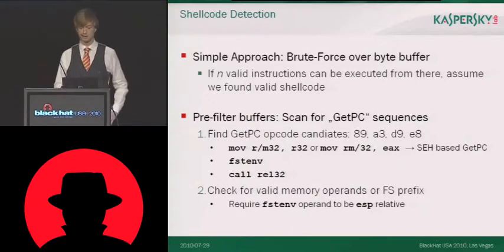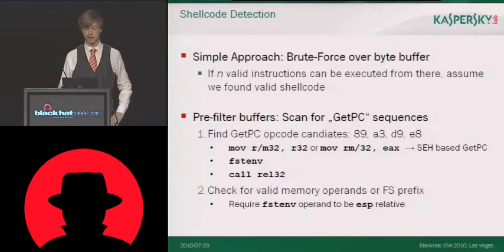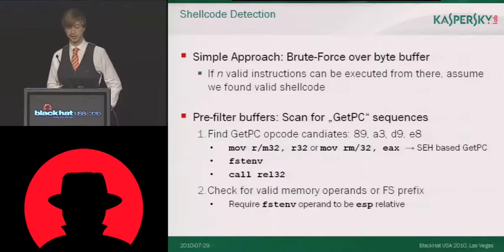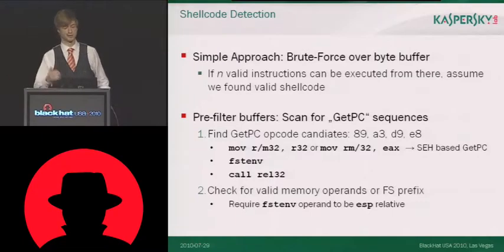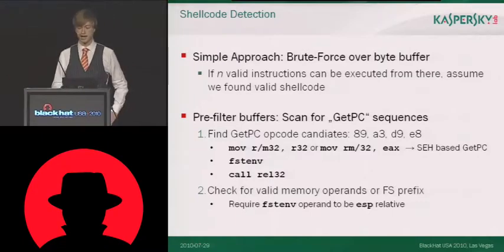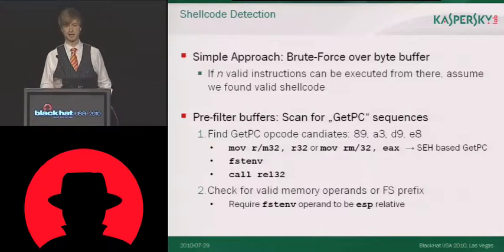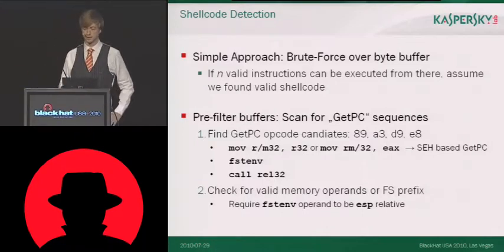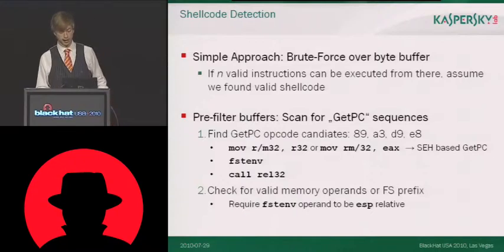The first 2 are opcodes 89 and A3. They are for moves that either move from a register to a memory location, or from EAX, which is just a different opcode, to a memory location. And these are used for SEH, Structured Exception Handler, get PC gadgets on the Windows architecture.